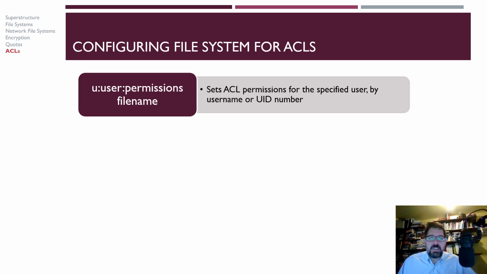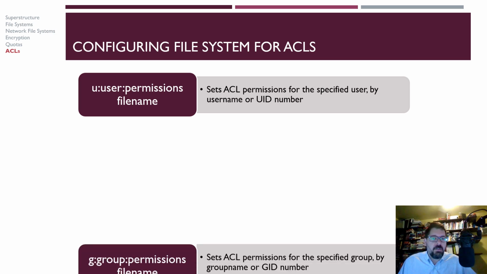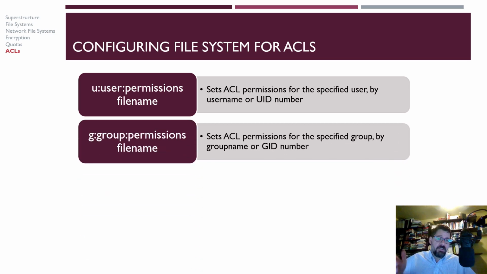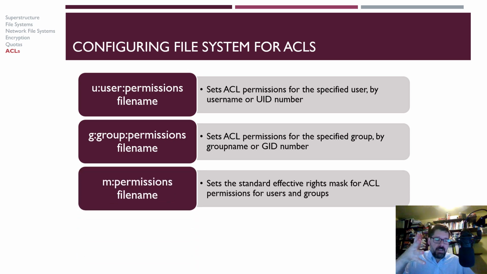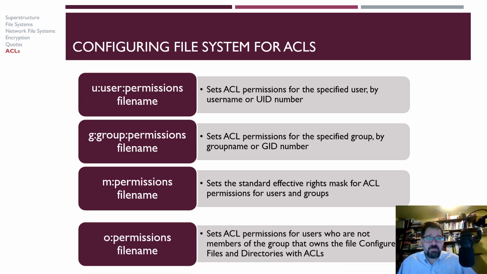You're going to use this command to set ACL permissions for a specific user by using their username or their UID. You can set permissions to a specified group, again, by using their group ID number. This is from the password file, right? The passwd file in etc. And then you can set standard effective rights mask for ACL permissions for users and groups for when they create a file, for example. And then, of course, you can do much more granular control on a per file and per user basis or per group basis.